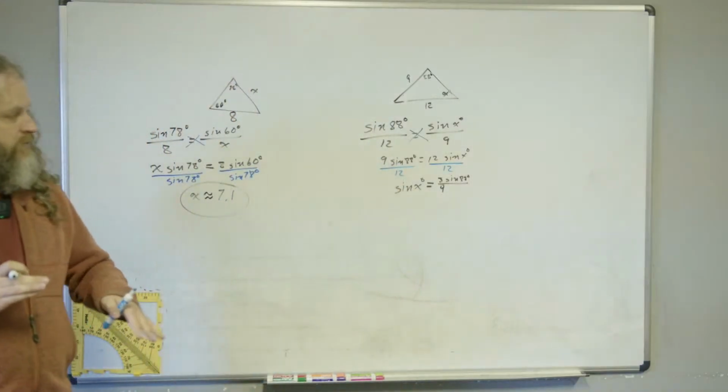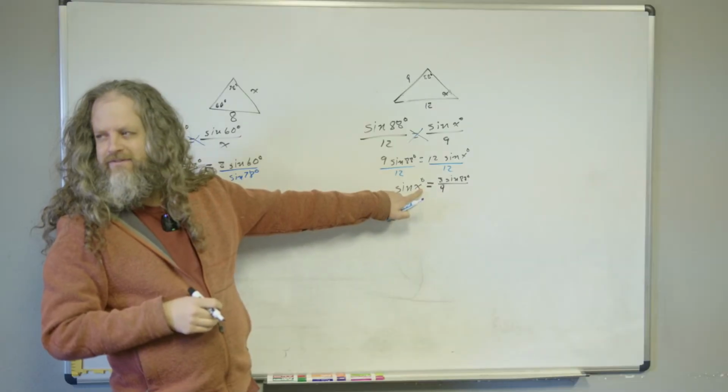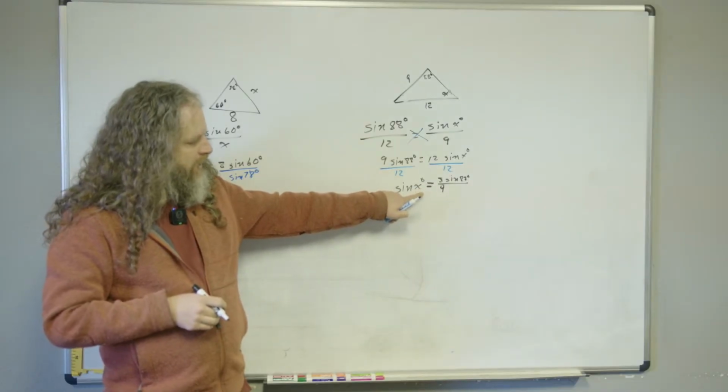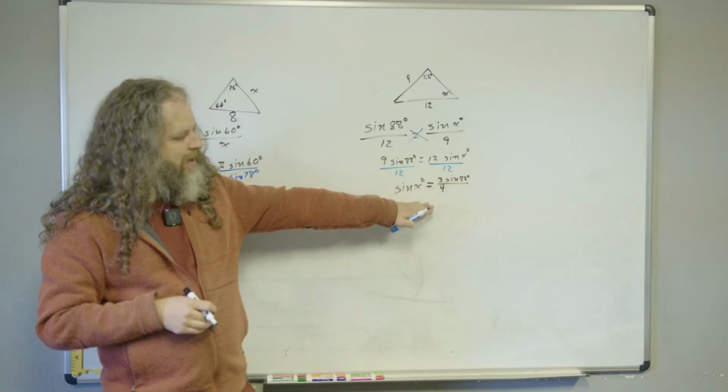Now, in order to finish this one out, we're looking for an angle, so we're going to end up using the inverse, right? Ultimately. Let's go ahead and get a decimal equivalent for this in our calculator. So 3 times the sine of 88 divided by 4.